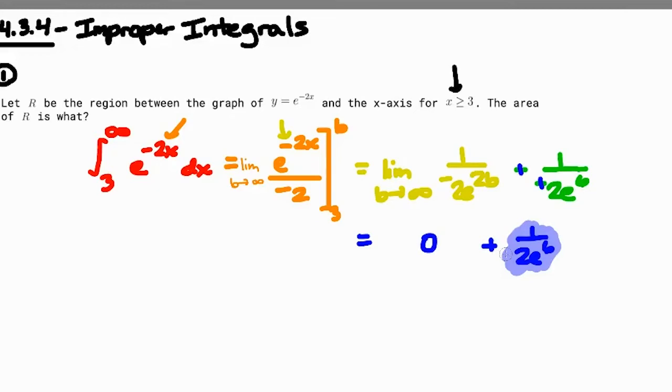Even though we went to infinity, it still actually comes out to a constant, which is really weird to think about, because technically it shouldn't just be infinite area. We're going to explain a lot more of that later on in the course.